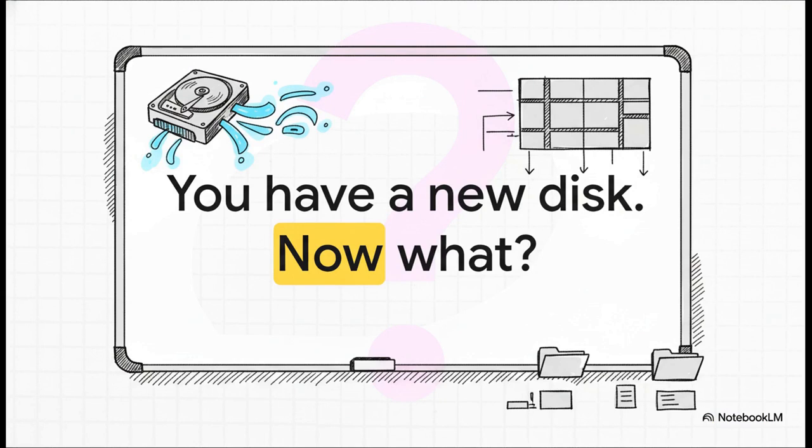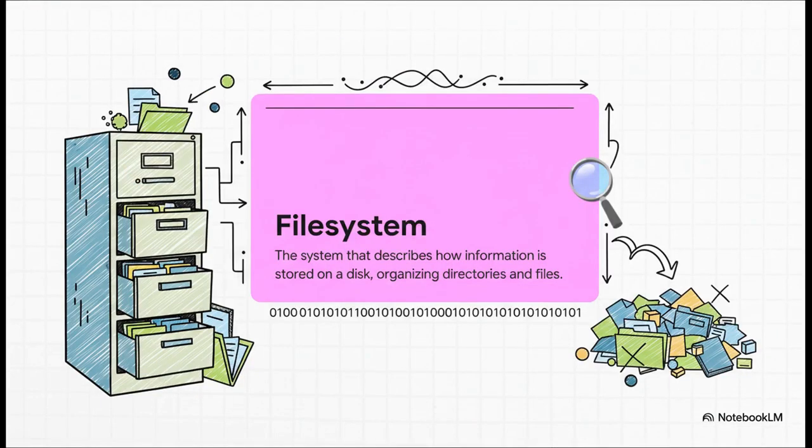Before we can even think about saving a single file, we have to give it some kind of structure. And that structure is called a file system. The best way to think about it is like a digital filing cabinet. It sets all the rules for how our files and directories are going to be organized, how they're named, and how we find them later. Without a file system, all your data would just be a chaotic, unusable mess of ones and zeros.